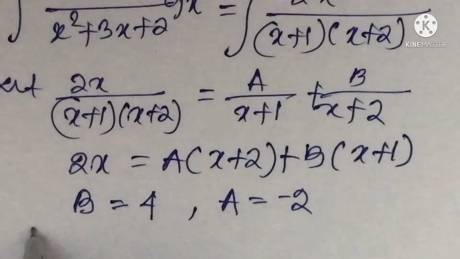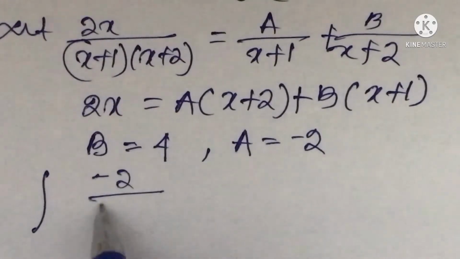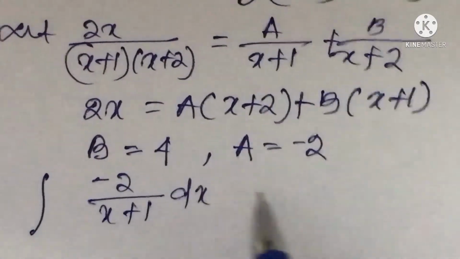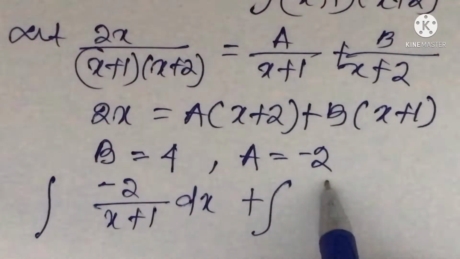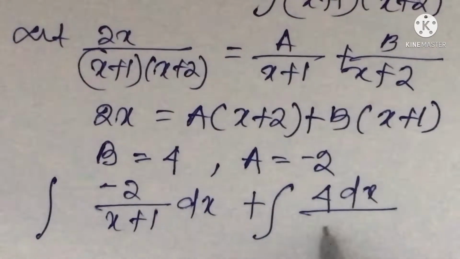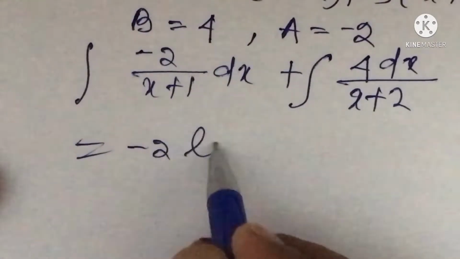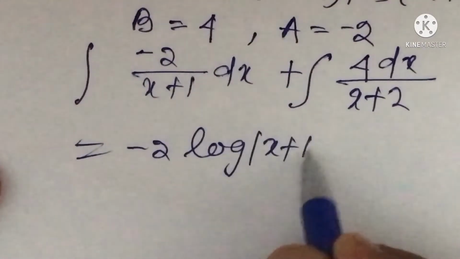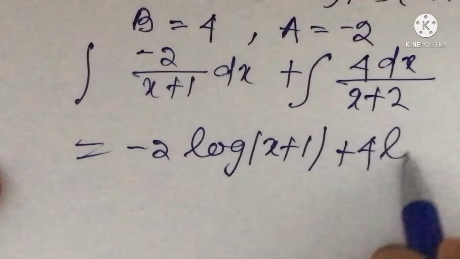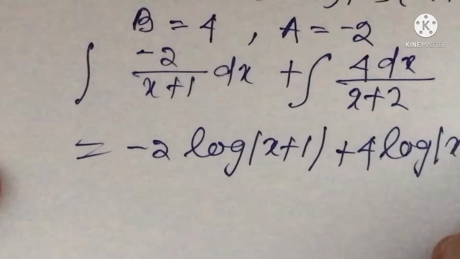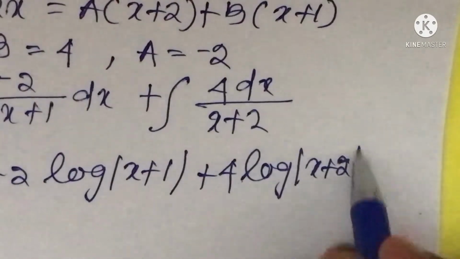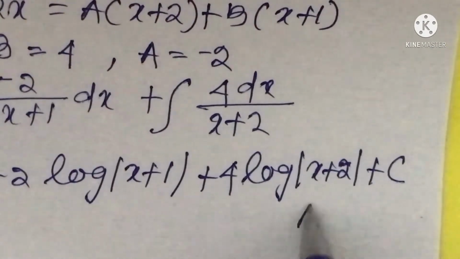So integration changed to minus 2 by x plus 1 dx plus integration of 4 dx by x plus 2. This is equal to minus 2 log of x plus 1 plus 4 log of x plus 2 plus c. So this is the answer.